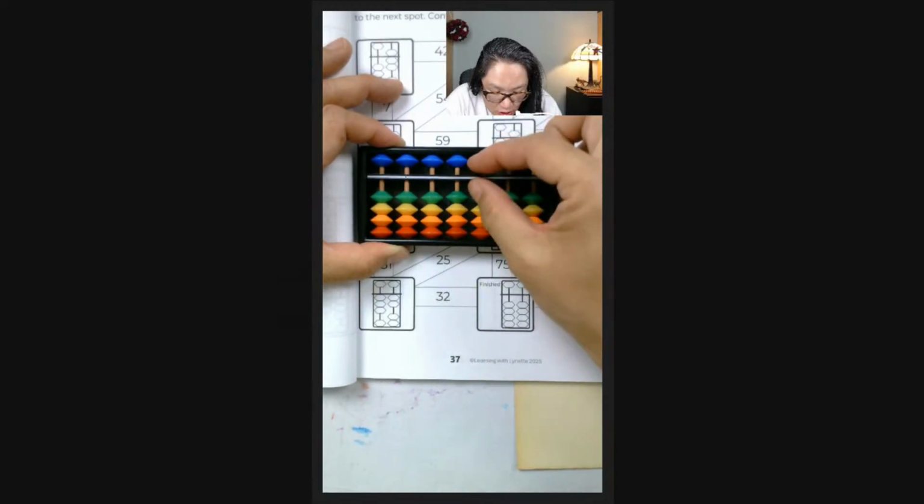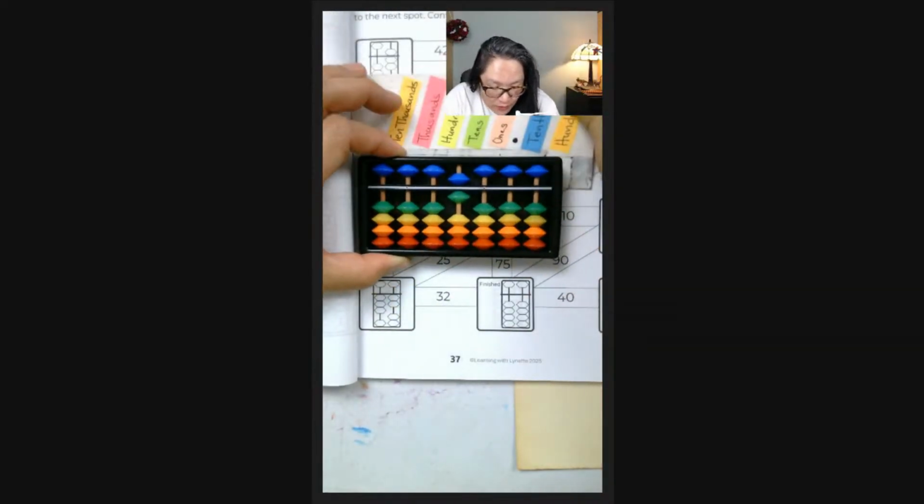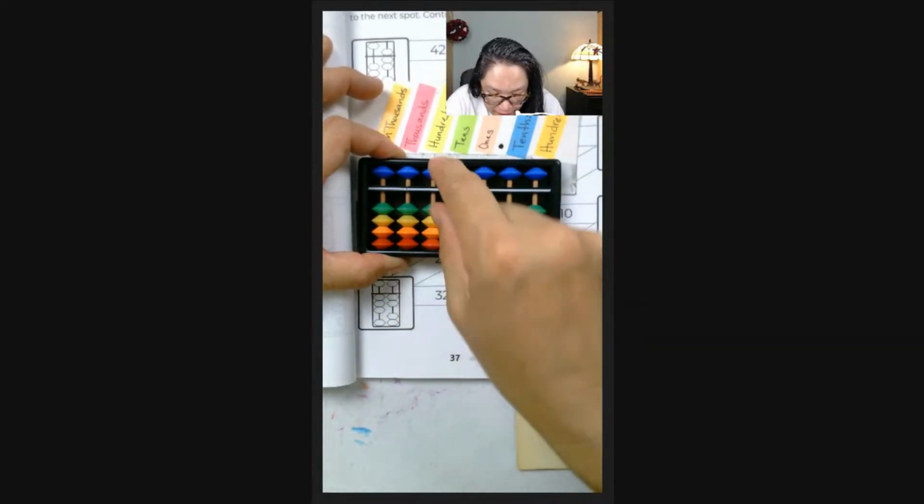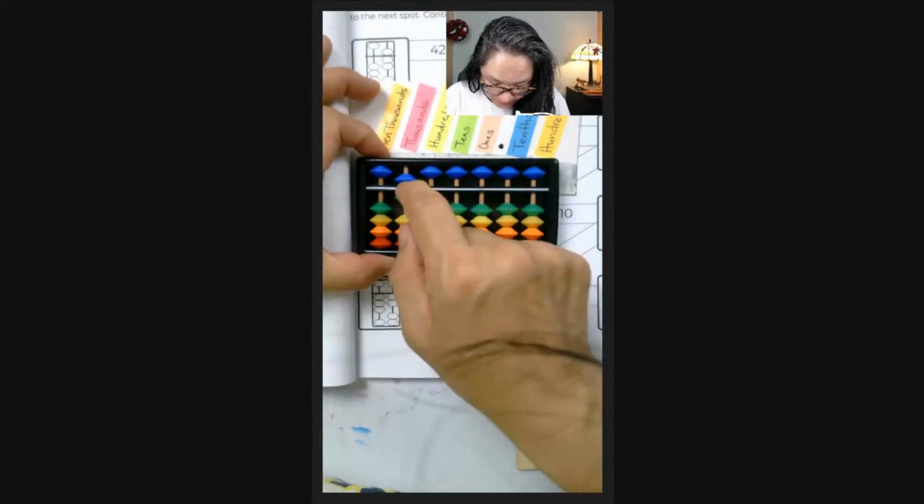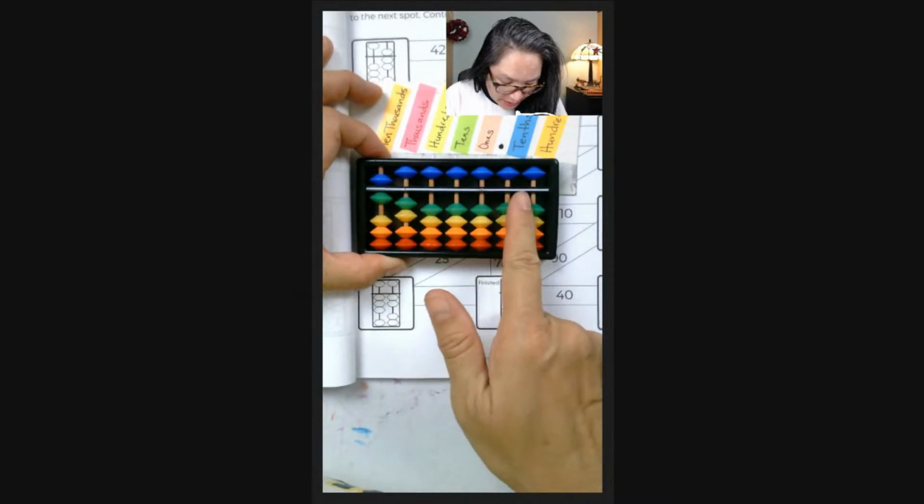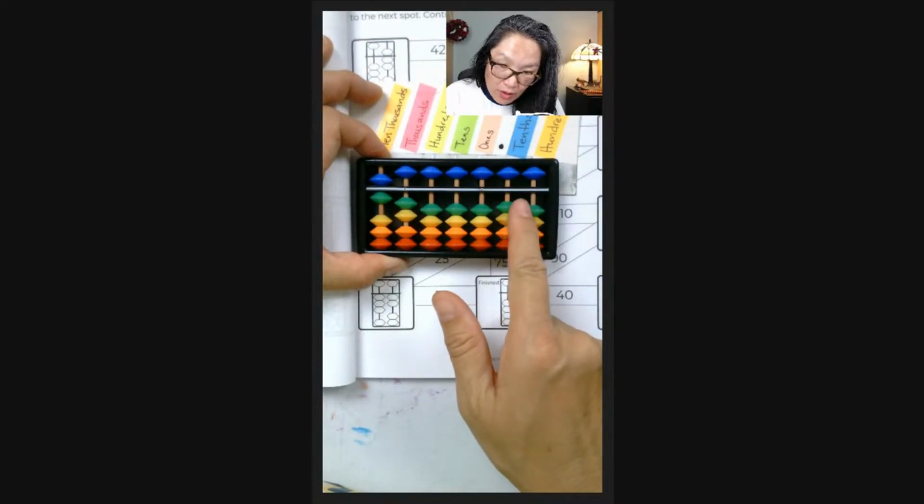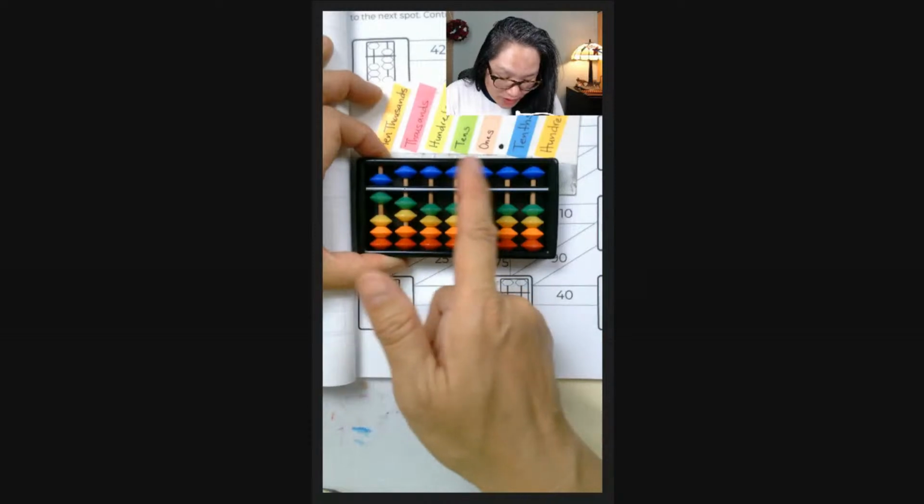So this is 6. So if I do 6, this is not 6. This is actually 60. And then what we have is 600. Then we have 6,000. And then this would be 60,000. But notice I don't have any beads here, right? Oh, because the top bead is 5. Yes, exactly. Because the top bead is 5. And it's always going to be 5 no matter what.